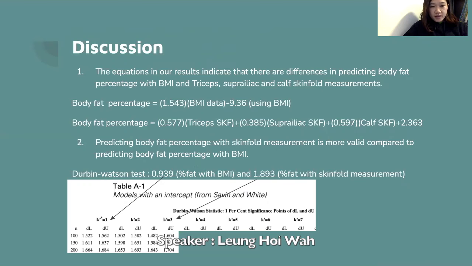By doing simple linear regression, we can find the equation in our results that indicates there are differences in predicting body fat percentage with BMI and with triceps, superior, and calf skin fold measurements. When we use BMI to predict body fat percentage, it is a linear model. But when we predict body fat percentage with the three skin fold measurements, it is a 3D model. So there is a difference in these two methods.